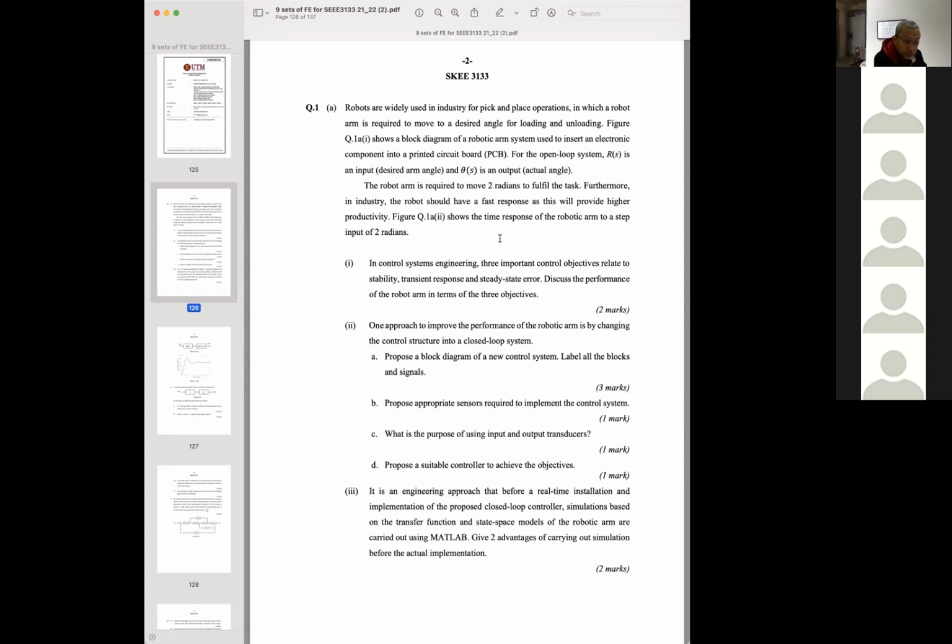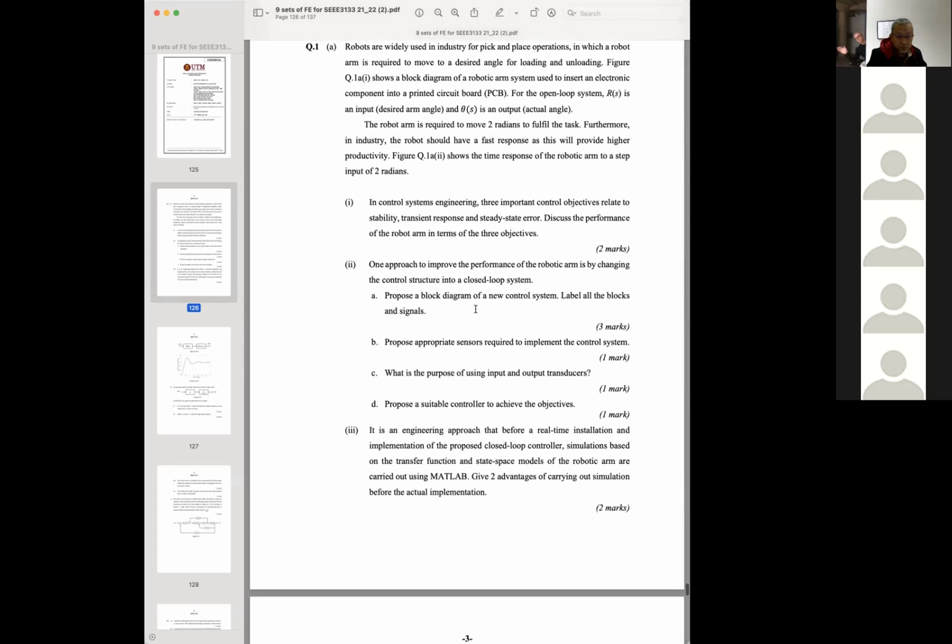3 Roman. It is an engineering approach that before a real-time installation and implementation of the proposed closed-loop controller, simulations based on the transfer function and state space models of the robotic arm are carried out using MATLAB. Give 2 advantages of carrying out simulation before the actual implementation.